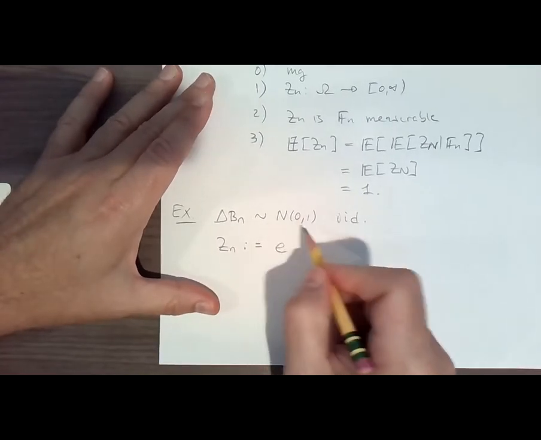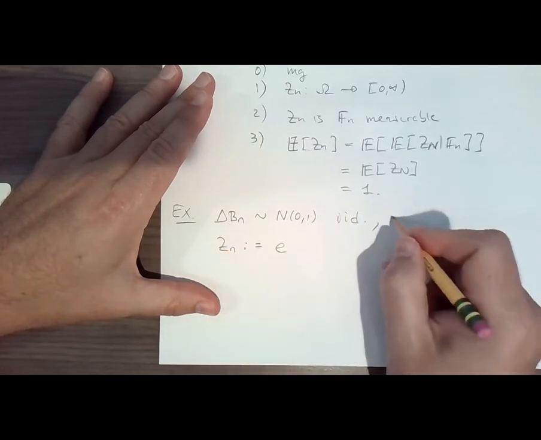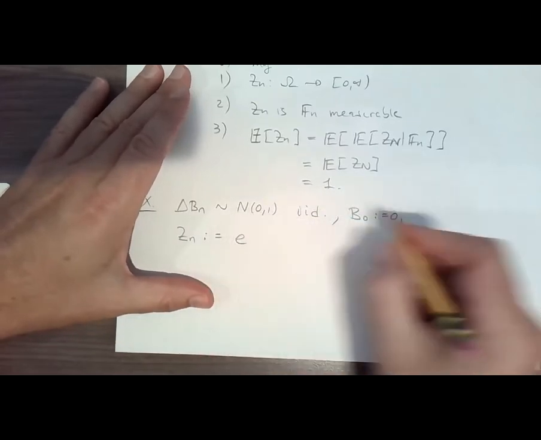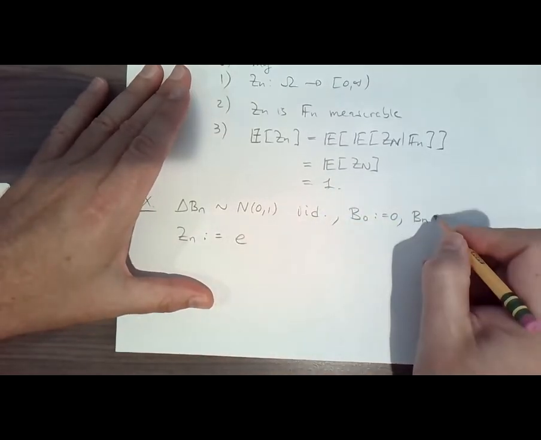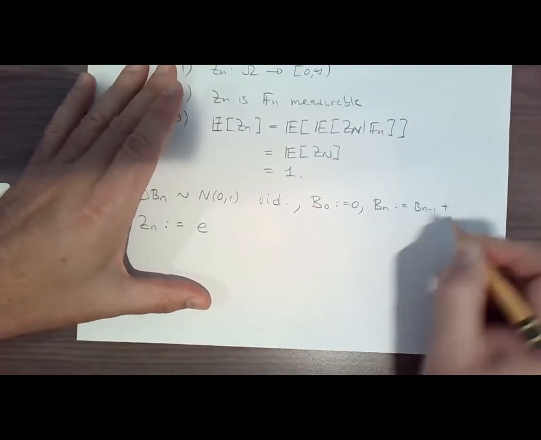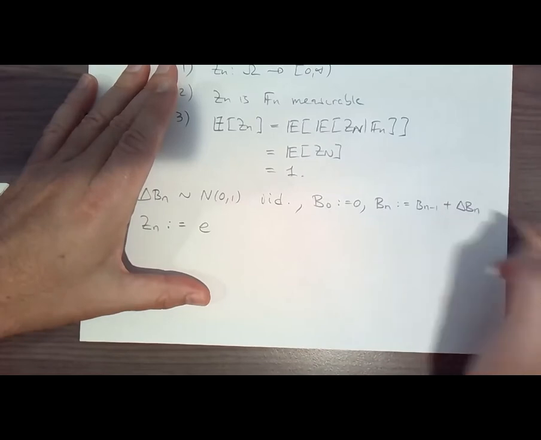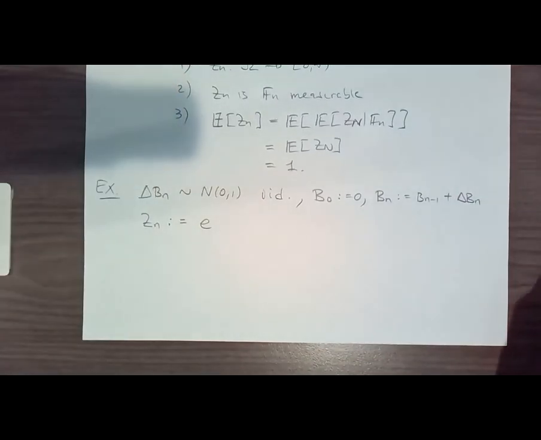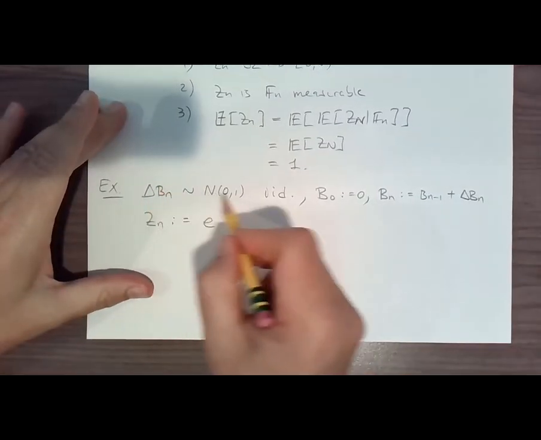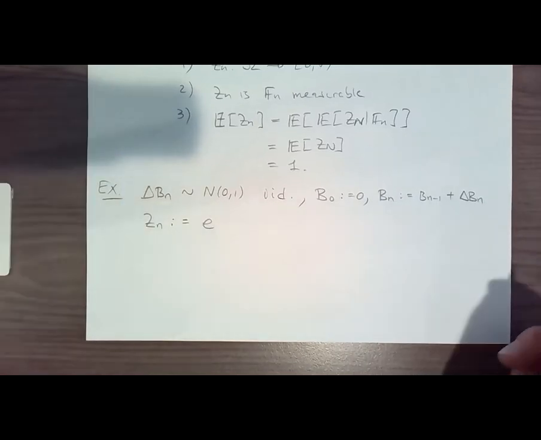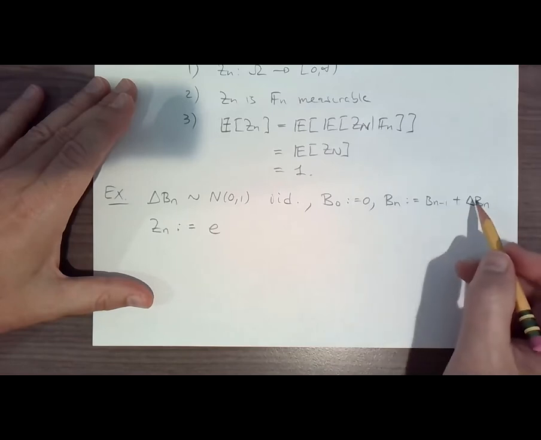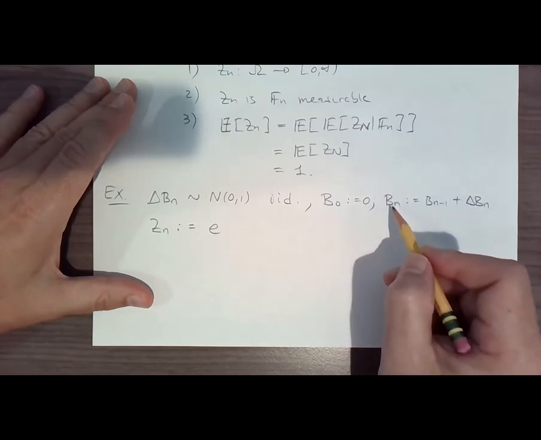As an exponential of what? So I need my process, B0 is going to be 0. So I'm going to define this process here inductively. Bn is going to be defined as Bn minus 1 plus this delta Bn. This is how I get my B. The delta Bn's are given to be IID, and then I define these Bn's as follows. So this is a recursive definition, starts out at 0, and then I'm just going to add up these increments to get the value at time n.